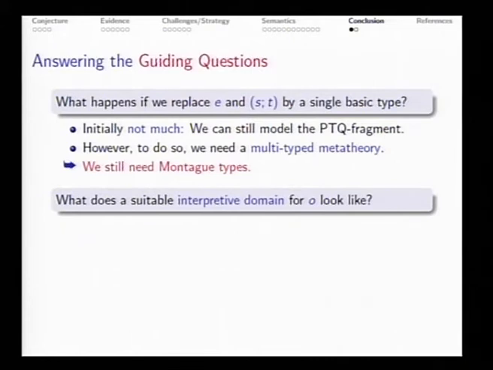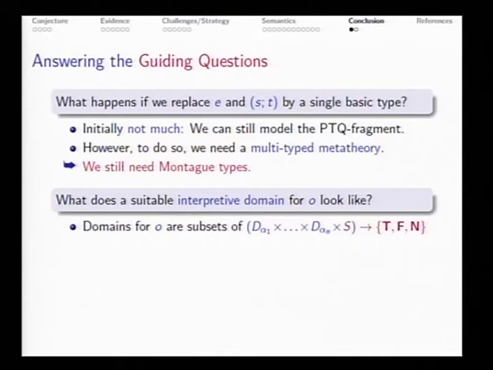Second question, what does a suitable interpretive domain for the single basic type O look like? We've seen that for the purposes of this talk, we've identified the single basic type with functions from indices to truth values, but probably any construction to functions from indices to truth values should also be able to do the job.